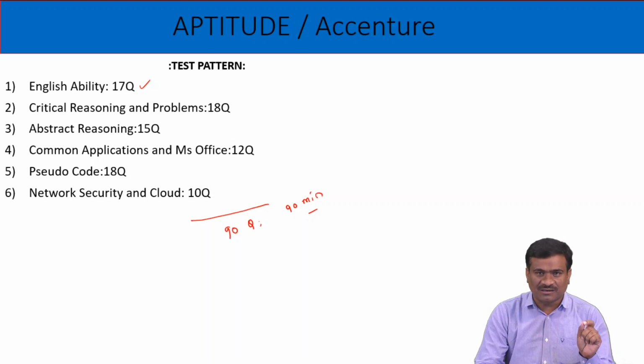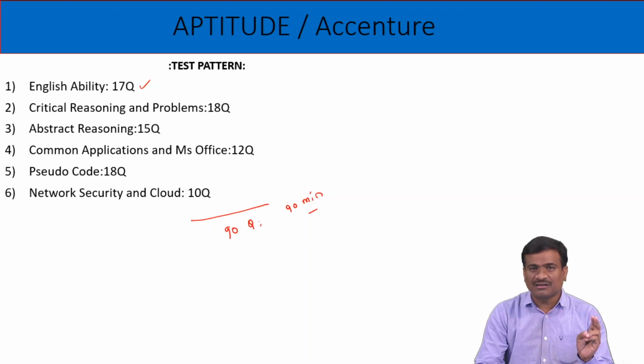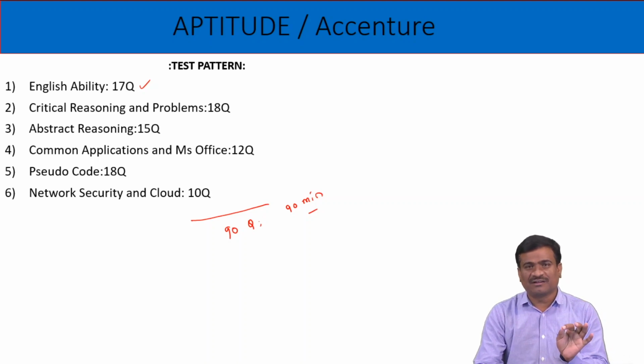Number of subjects in written test. First one, verbal ability, general English. Second, reasoning part or logical ability. Third, numerical ability or quant. Fourth, computer applications. And fifth one, sixth one, these 3 sections belong to technical ability. First 3 sections are only general subjects, that is aptitude and verbal ability.